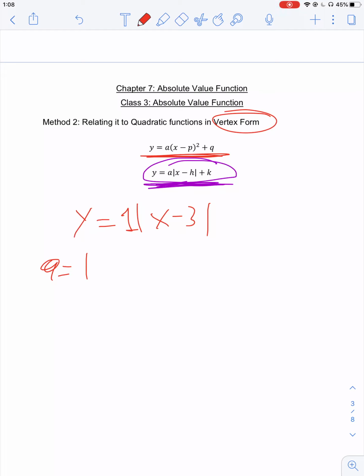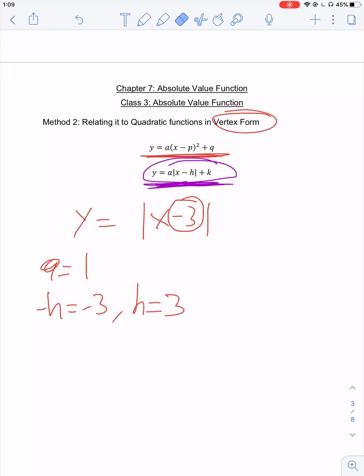You don't have to write the 1. It's the coefficient of the absolute value, the number is 1. And your h value, so just be careful, right? What you see over here is minus h. So that means minus h is equal to minus 3, which is the same as h equal to 3, okay? So just be careful with the h.